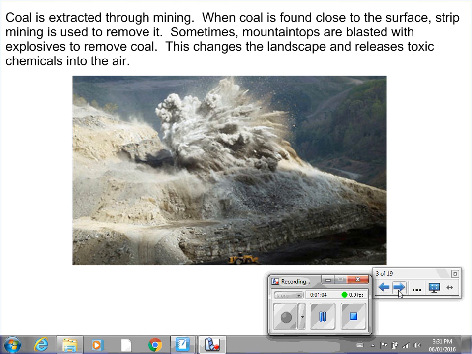Coal is extracted through mining. When coal is found close to the surface, strip mining is used to remove it. Sometimes mountaintops are blasted with explosives to remove coal. This changes the landscape and releases toxic chemicals into the air.